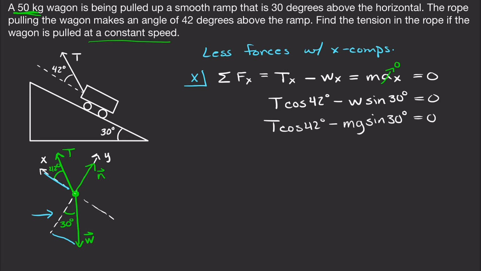Okay, and now I know everything except my tension, so I'm going to solve for it. So if I do this, I get tension. I'm going to move mg sine of 30 to the other side, and then I want to divide by cosine of 42 degrees to get tension by itself. And then when I plug all of this in my calculator, so 50 kilograms times 9.8 meters per second squared, and then my sine of 30 degrees over cosine of 42 degrees, I get a tension of 330 newtons.